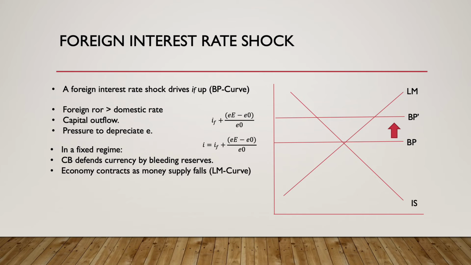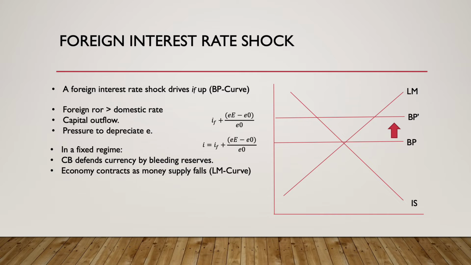If we're dealing with a fixed exchange rate regime, then the central bank will defend the currency by bleeding reserves and absorbing domestic money. If the central bank has adequate reserves, they will be able to defend the currency. If they don't have adequate reserves, then the currency must depreciate in a discrete and very rapid fashion, leading to profit opportunities and currency crises.